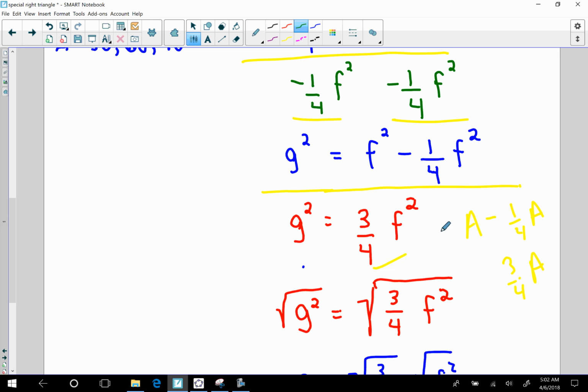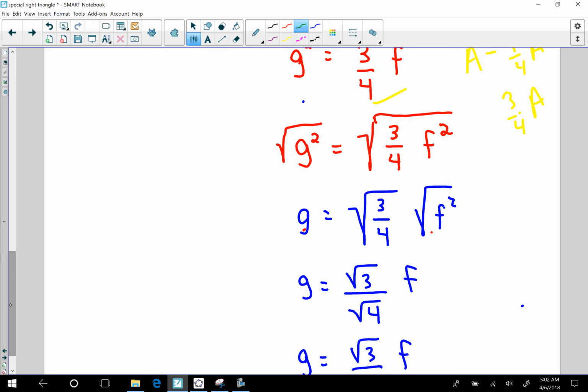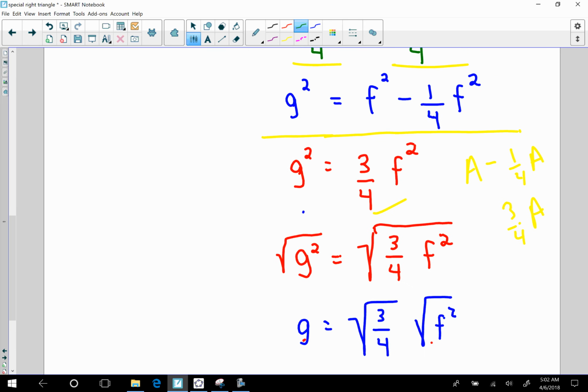And I know I'm going to square root because I don't want G squared. I want the square root of G squared. So I'm going to square root both sides here. This is an algebra step. You should be used to it from algebra class. I'm going to take the square root of G squared. The square root of G squared is G.